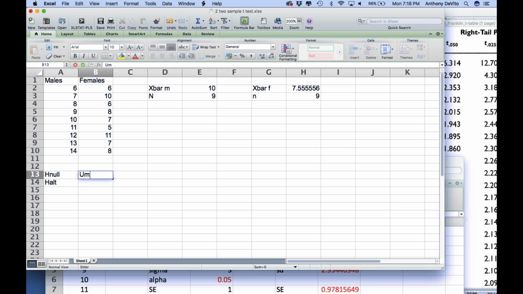Mu for males is going to be equal to mu for females. What's my alternative? Yep, does not equal mu for females. Or you could also put it the other way: mu for males minus mu for females equals 0. Same thing, no difference.